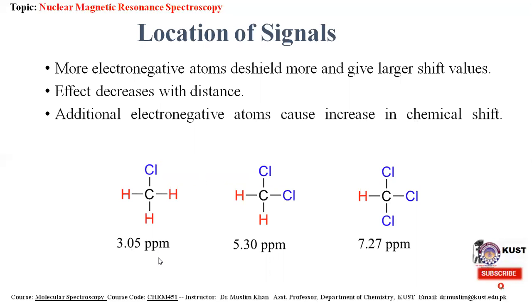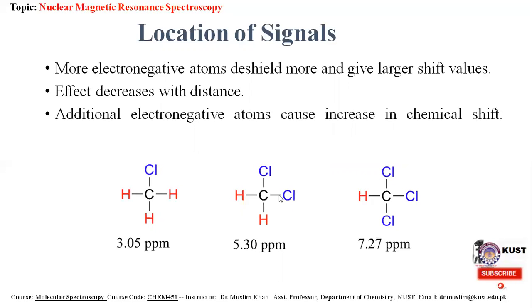For example, this is methyl chloride. Methyl chloride is shifted from zero, tetramethylsilane, to 3 ppm. Only one electronegative atom is attached. This is dichloromethane. When two electronegative atoms are attached, it is more deshielding, so it will be more downfield, at 5.30 ppm.